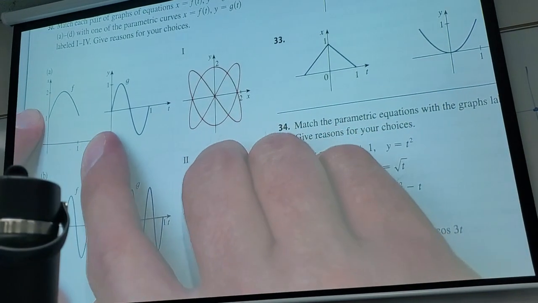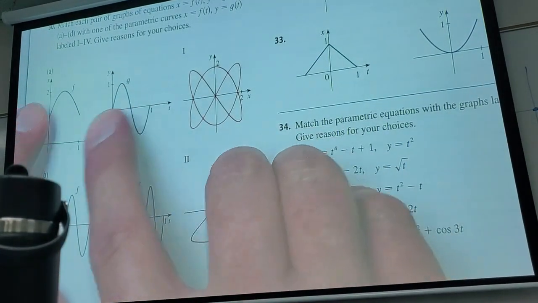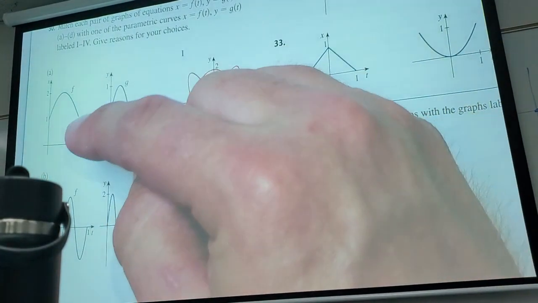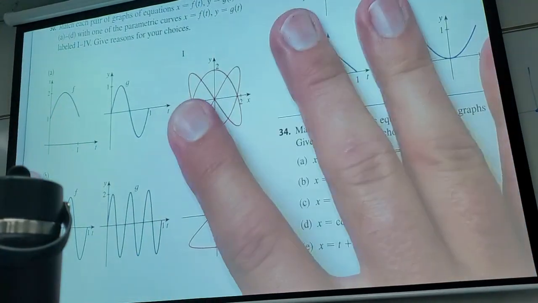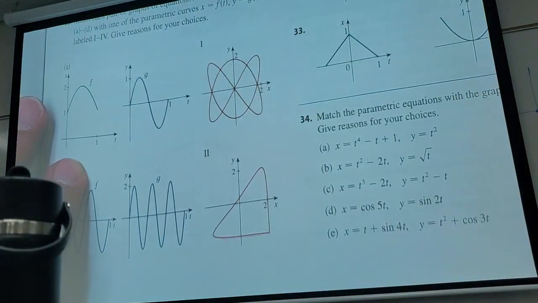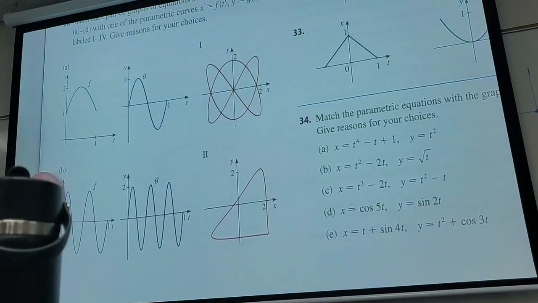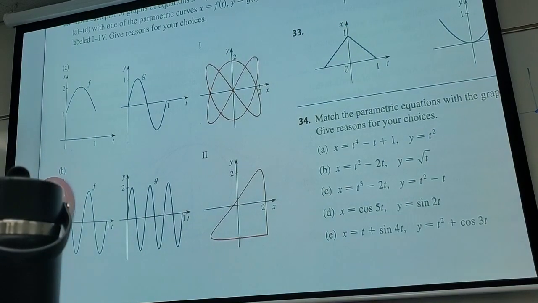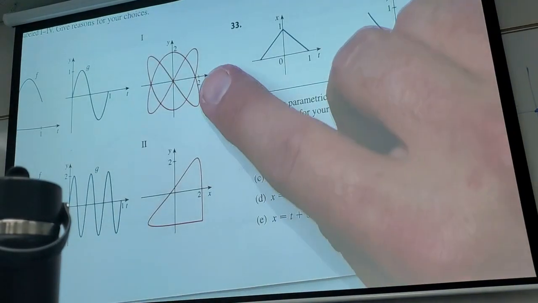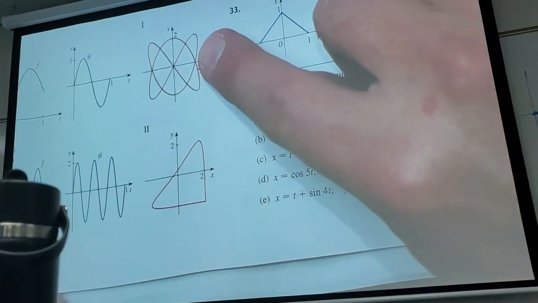So what are the x values for this part A? What's the lowest the x value can be for this one? 1. And then it goes to 2 and comes back to 1, correct? So some of this could be by process of elimination. So if I look at my possible graphs to compare it to, does this one work?